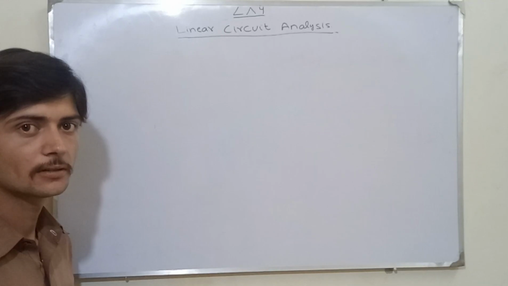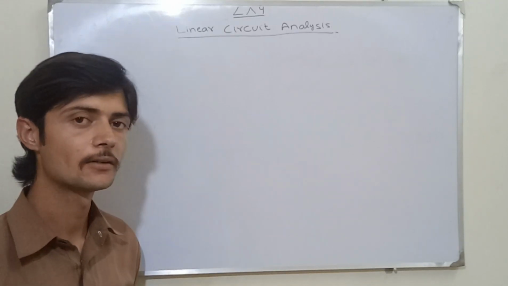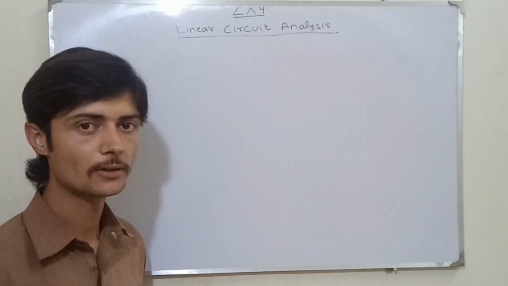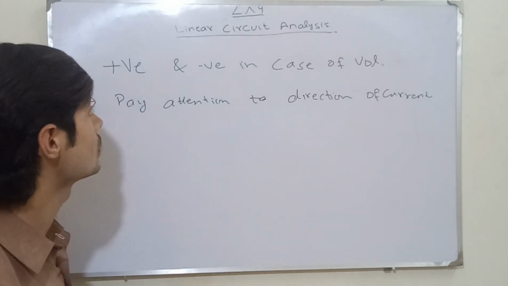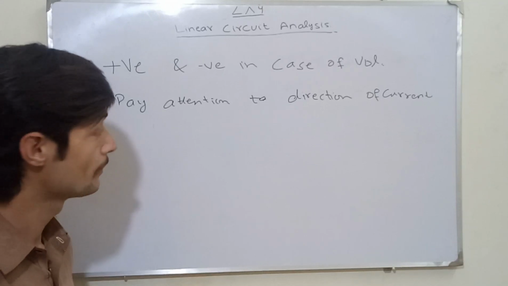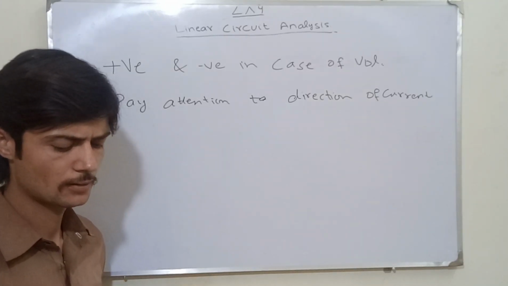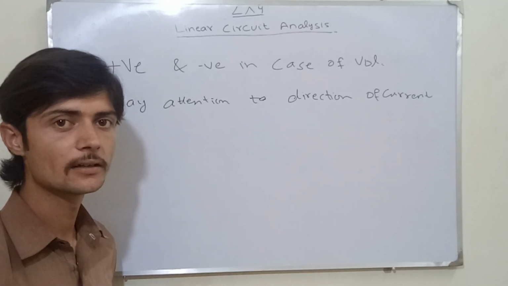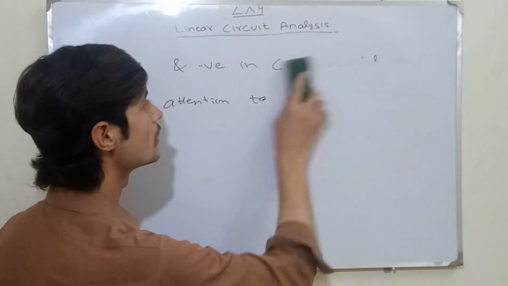Chapter 1 is about only basic concepts regarding our subject, that is about charge, current, and voltage and power. Always pay attention to the positive and negative sign of voltages, and pay attention to the direction of currents, because current is a scalar quantity according to physics, but without any direction the current is nothing. Now first we will discuss charge.